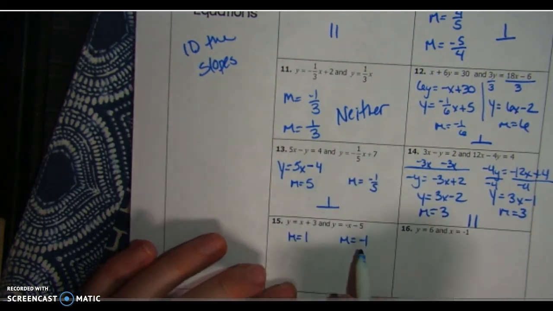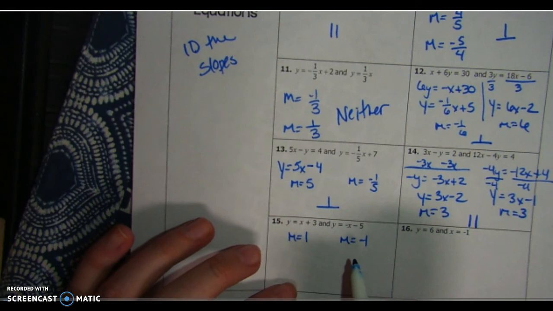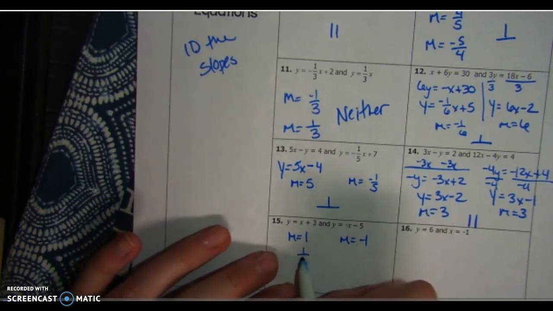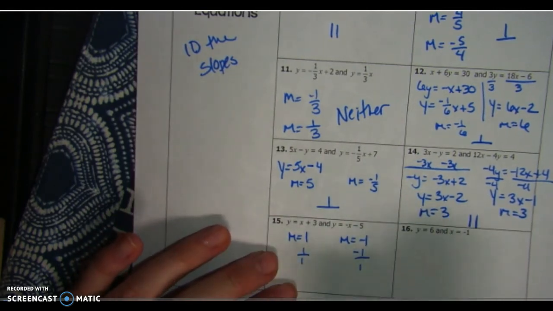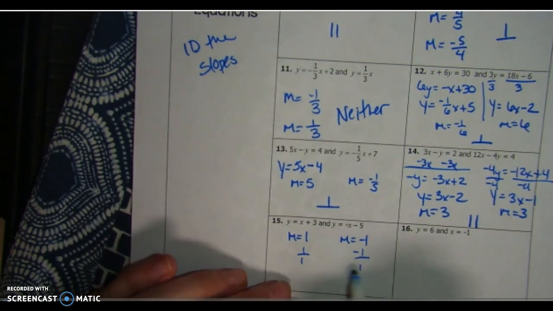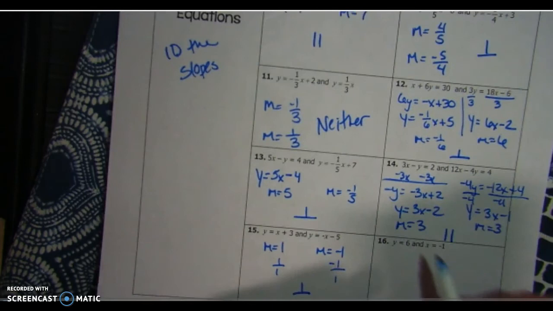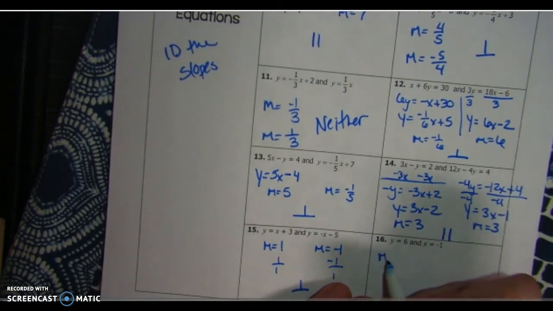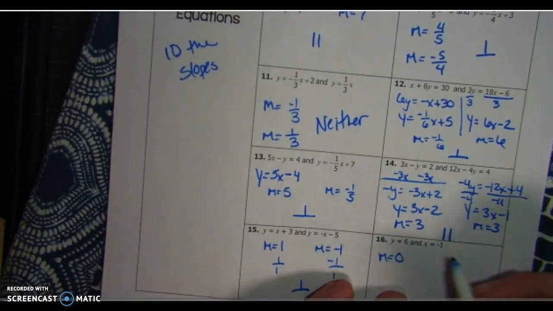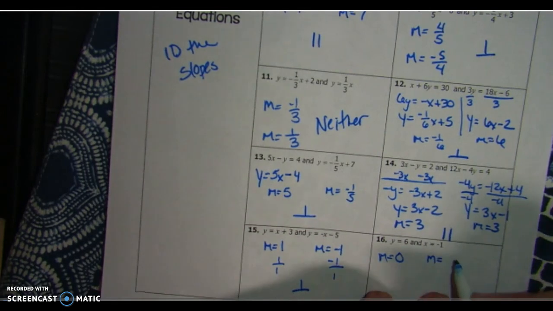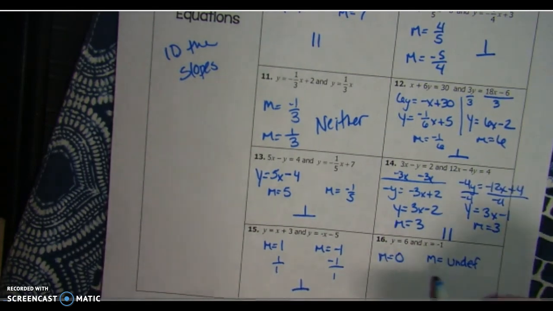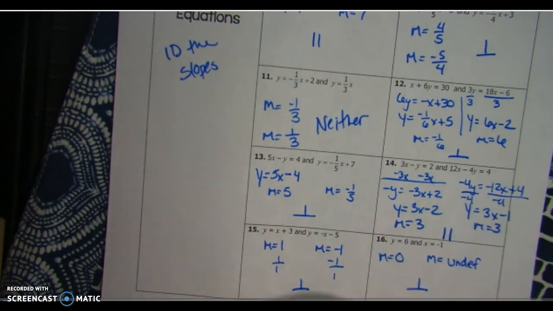All right, 1 and negative 1. Remember, if we wanted to write it as a fraction, we could write it as a fraction. But that's pretty boring. So they're opposites and reciprocals, so perpendicular. And last one, my m equals 0. Remember, x equals a number would make an undefined slope. So they're opposite reciprocals, so perpendicular.